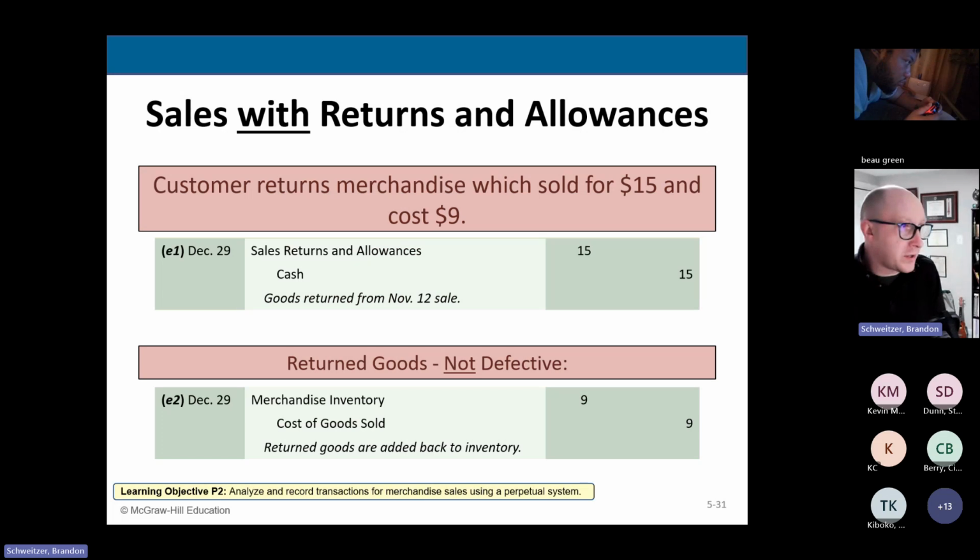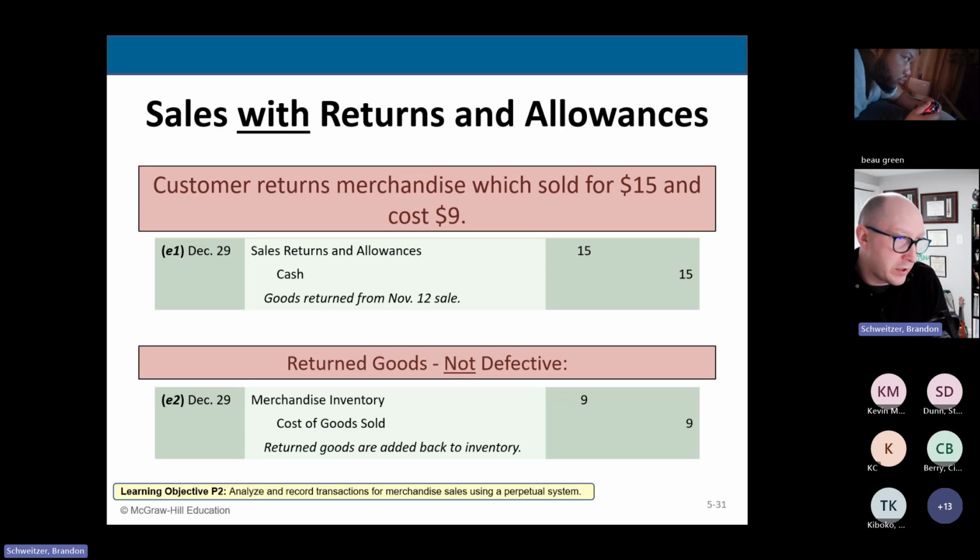So here we are. We made a sale to a customer. They came back, and they want a refund. So simple. This happens. They bought $15 worth of merchandise from us. It cost us $9 to sell it. We sold it for $15. So here we go. Customer comes back. They don't want it no more. It's not defective. It's fine. I can put it back on the shelf. No big deal. In this case, we debit sales returns and allowances. What that does is it reduces our sales by $15, and we credit cash $15.